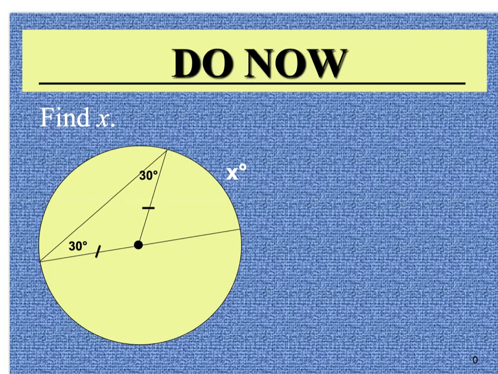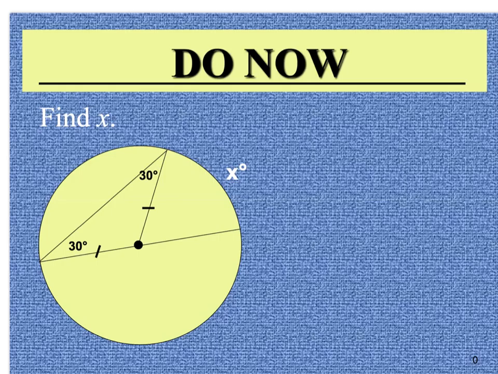Okay, in this do now we need to find x, and what I see in this circle is an isosceles triangle because I have two congruent angles, and it's also denoted that the two radii are also congruent, but I already knew this because opposite congruent angles are congruent sides.